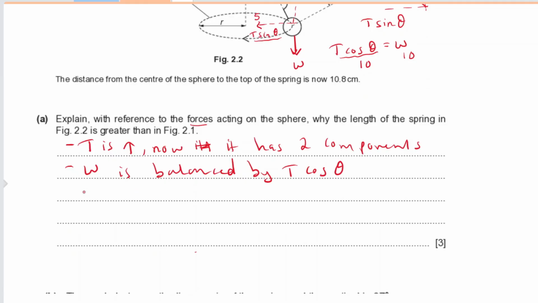And if the overall tension is greater, that means that the length of the spring is greater, because the more the force, the more the extension, because we know that F equals k e. So if you have a greater force over here, the more the spring will be extended, so the length of it will also increase.